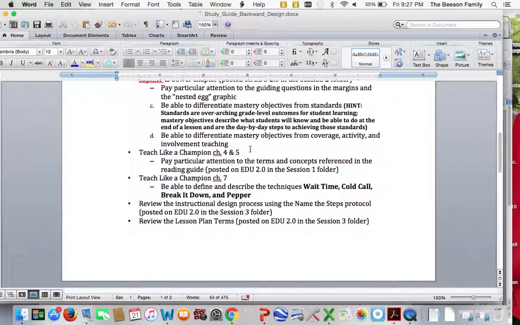And then think about mastery objectives versus coverage, activity, and involvement. Make sure you review the terms in Teach Like a Champion. So we looked at some of those when we did that sticky note activity. So you think back to that day. Think back in Chapter 7 to these strategies for participation and getting students to share ideas in class.